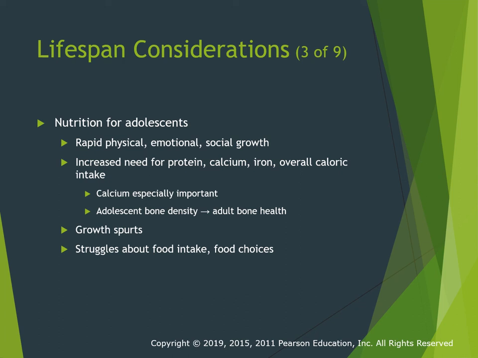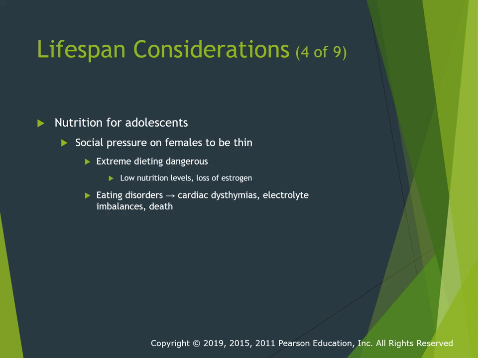Nutrition for adolescents, you know, your body is rapidly changing, especially going through puberty. And so they need protein, calcium, iron. Their bones are growing at a faster rate. They have those growth spurts, and they're very picky about their food, so we have to educate them. And another thing, when we talked about diabetes and juvenile diabetes, it's very hard for these kids to change their diet, very hard.